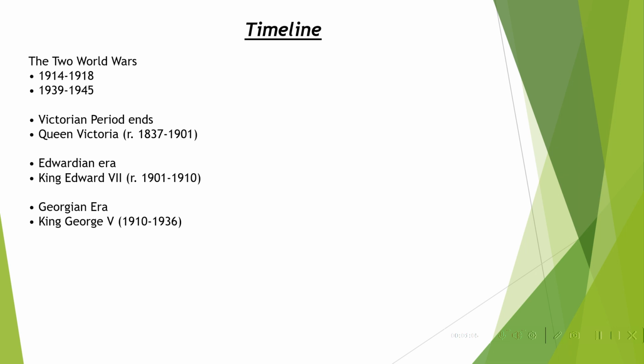So the two major important events which happened in the modern era were the two world wars. The First World War happened between 1914 to 1918, and the Second World War happened between 1939 to 1949. Okay, and when we are talking about the modern era, we have two major rulers who were ruling during that time, and we need to remember their timeline as well. King Edward the Seventh ruled from 1901 to 1910, and then the Georgian era is said to have begun after the Edwardian era, which was ruled by King George the Fifth, and he ruled from 1910 to 1936.